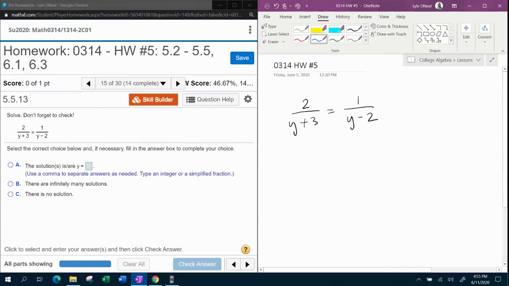All right, here we go. Question number 15 from our 0314 homework number 5 in MyLab Math. And the instructions say solve, don't forget to check.